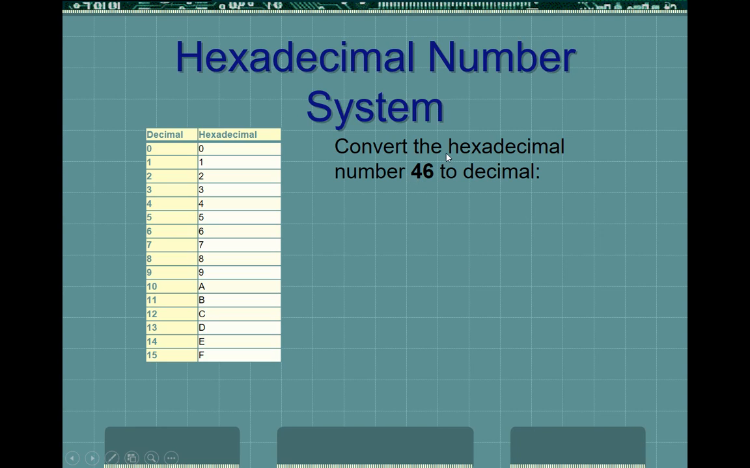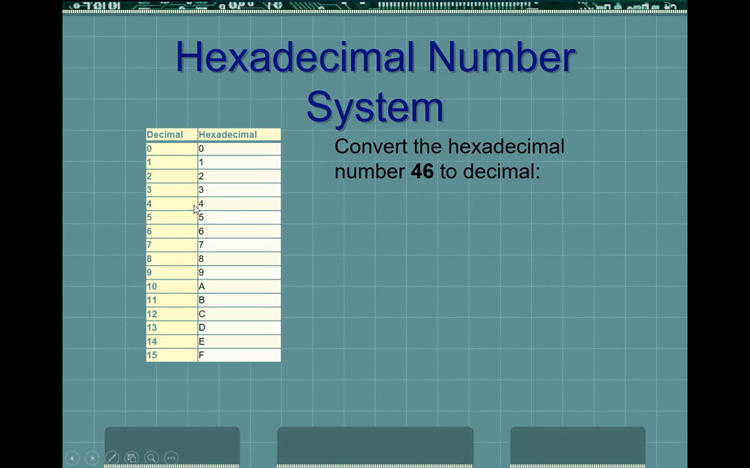This is convert the hexadecimal number 46. And how you're going to know that this is a hexadecimal number is that it'll have a little teeny tiny 16 written right down here at the bottom. I couldn't get it to do it on my PowerPoint, so it's not there. But the hexadecimal number 46 to a regular decimal base 10 number.